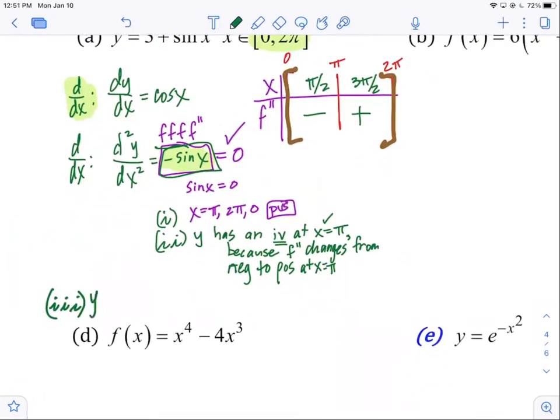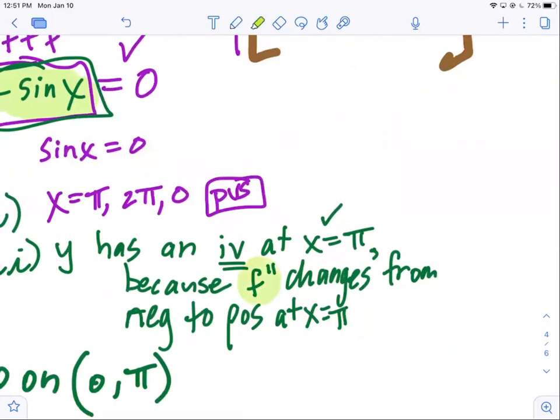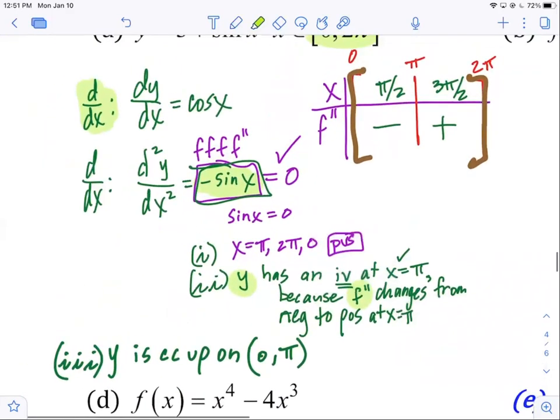Okay. Y is CC up on what open interval? You can't say negative infinity to pi. This is where the endpoints are important. 0 to pi. And if you had to justify that, I'm not going to write it. It would be because Y double prime or F double prime is negative on this interval. Now, let me talk about that. It doesn't have the name of F. Look what I'm doing in my justification. I'm saying Y, and then I'm using F double prime. If this were a free response, how do you think that would be graded?